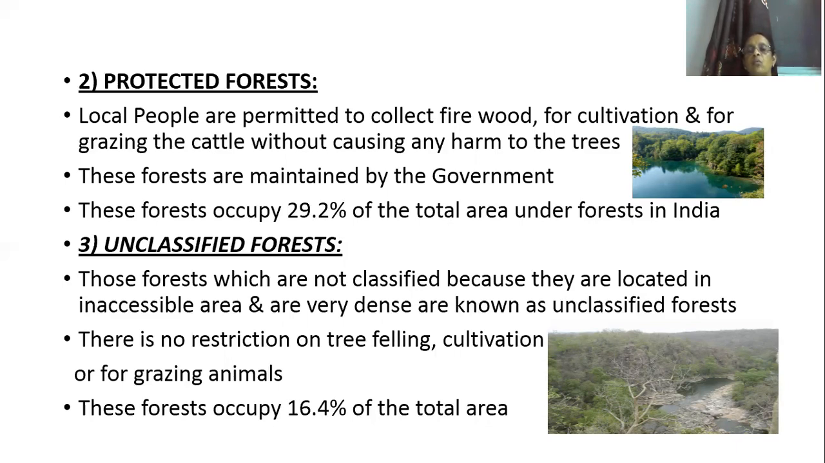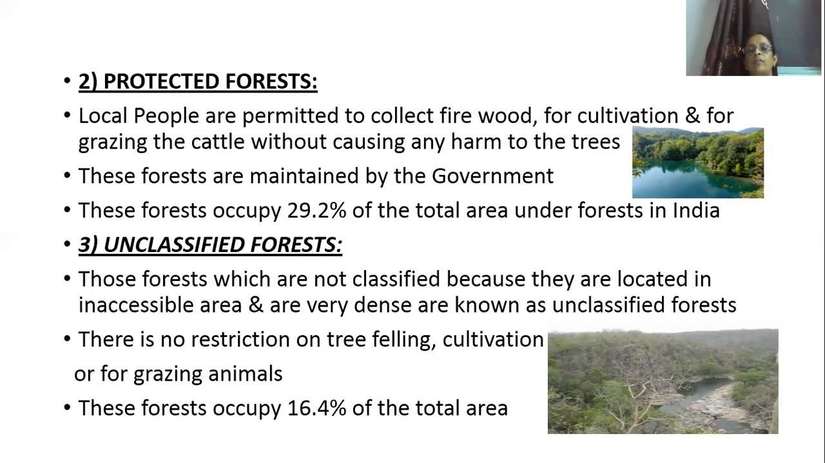Such forests are called unclassified forest, and there people can cut the trees, do cultivation and take the animals for grazing. So what is allowed there? There is no restriction. Cutting of trees, cultivation, and taking the animals for eating the grass. Such type of forest occupies how much percentage? 16.4% of the total area.